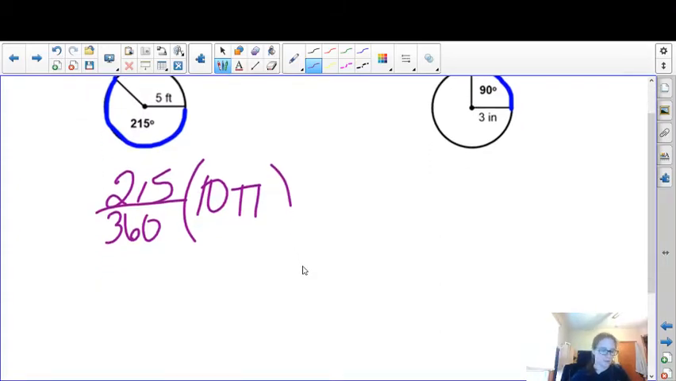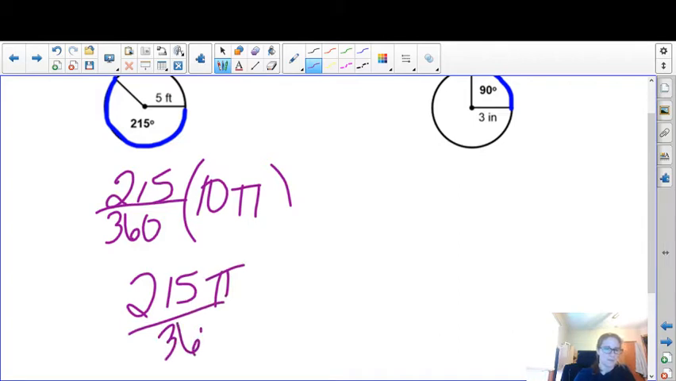Which is 215 pi over 360, or 18.76, and then feet.